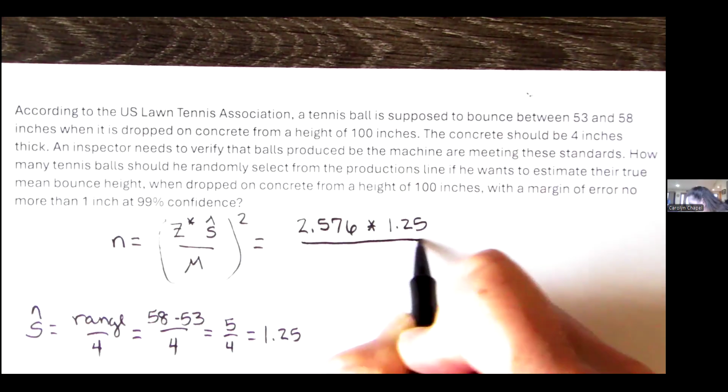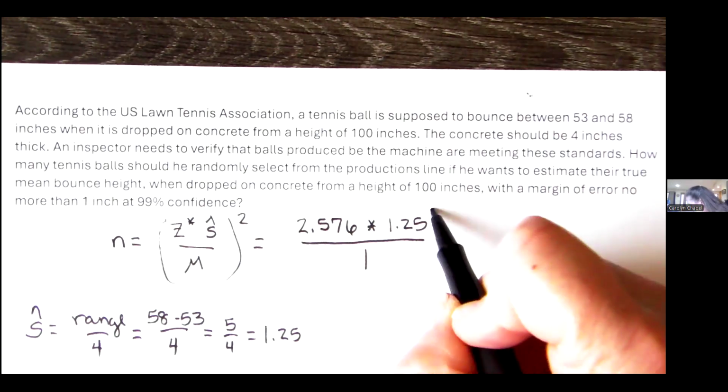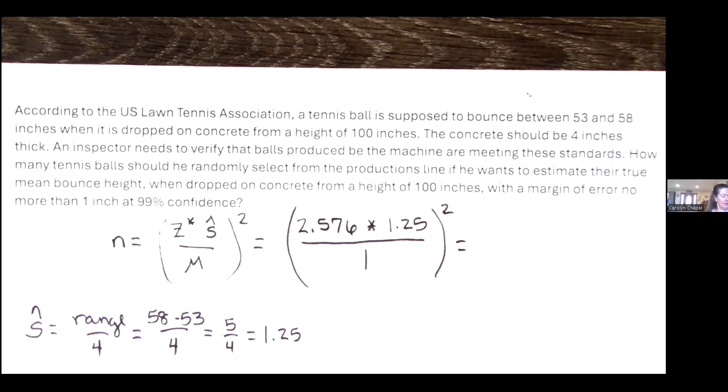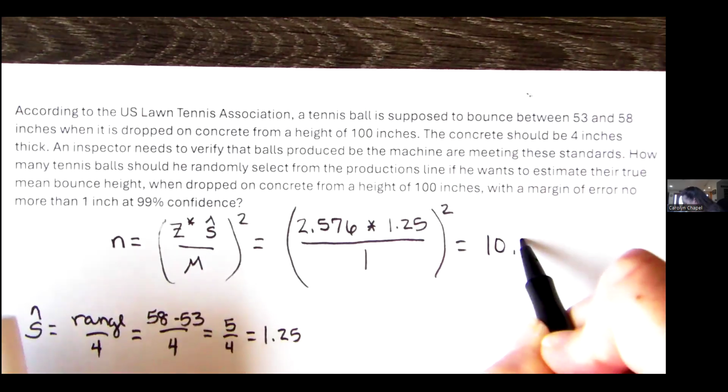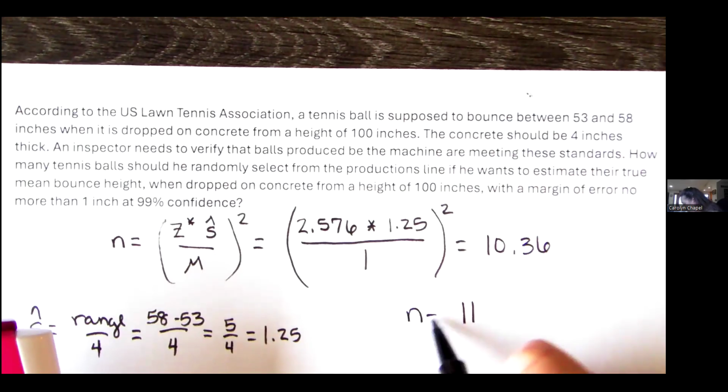And we have to be within an inch. So that's our margin of error. And we're going to square this. So now I drag out my calculator. 2.576 times 1.25 divided by 1. And we're going to square that. And we get 10.36. So we're going to take 11 tennis balls and bounce them.